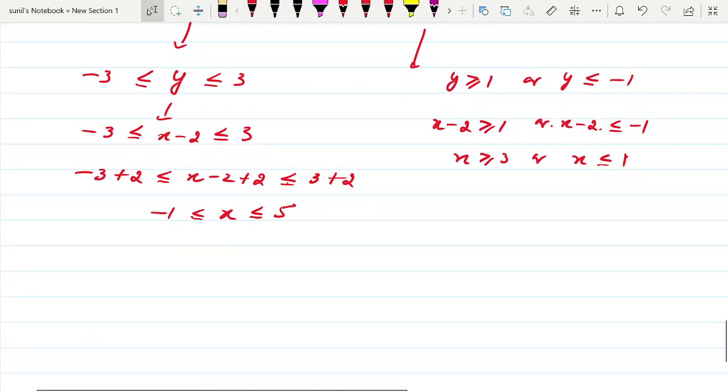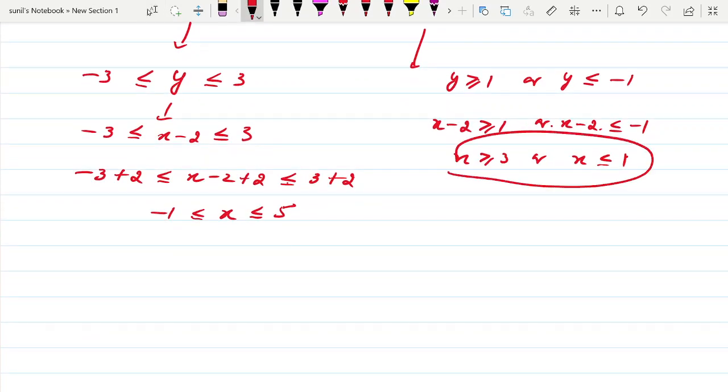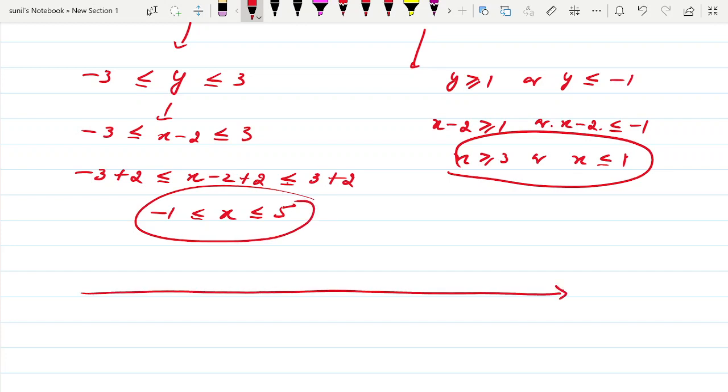Now my final answer will be the common part of these two things, this one and this one. Now let us plot. Now look at this. What is my final answer? That is the intersection of these things. Try to understand it. We have to find the intersection part. Let us find it. Here is 0 and here is minus 1, and then I should write here is 3 and here is 5.